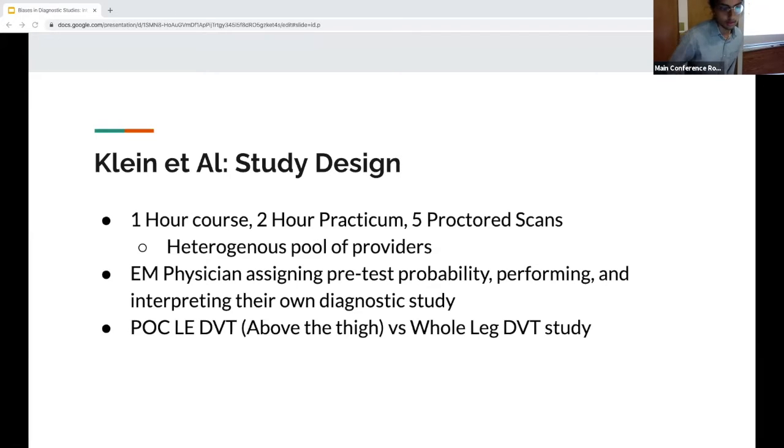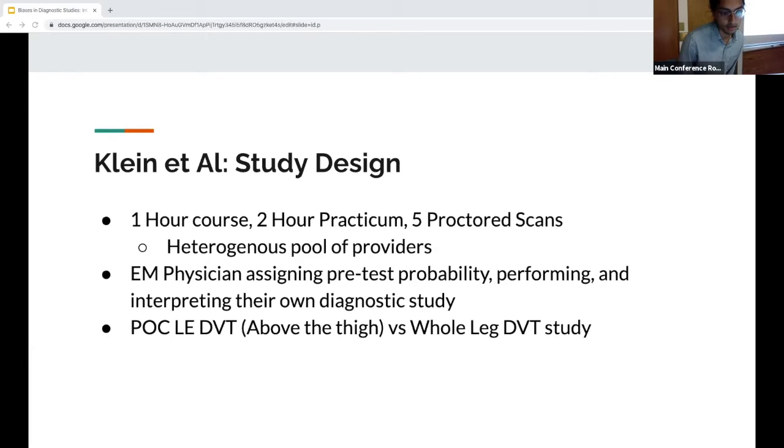And then this paper is unique in that you have a pretty low threshold for providers to be participants in scanning, which is good because it represents the everyman sonographer, essentially. And it's a wide range of mid-levels to attendings. Most ultrasound studies end up having about 40 to 50 scans before you're able to enroll patients. And so this breaks from that, essentially.